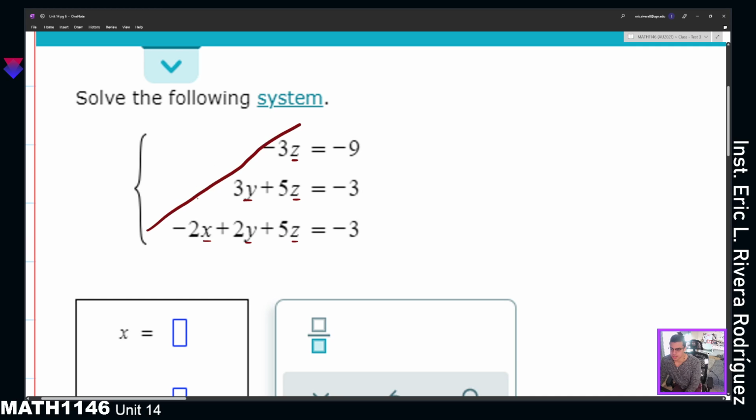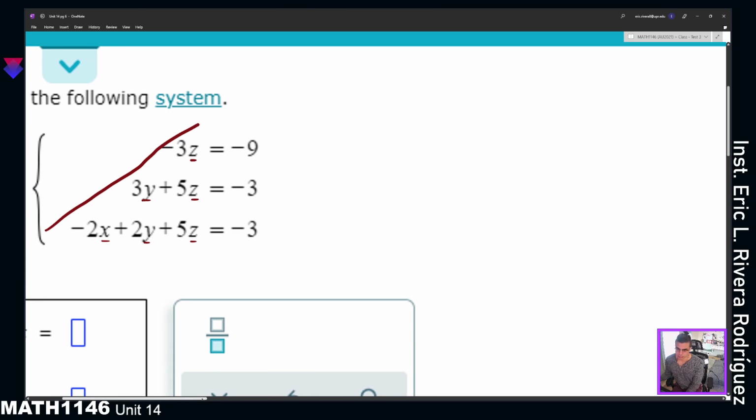So this system here is in triangular shape. Why is it important to have a system in a triangular shape? Well, because now we can do back substitution. Triangular shape, something like that, right? So that is the triangular shape. Then we can apply back substitution.